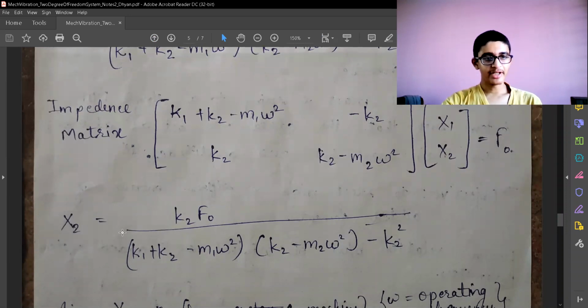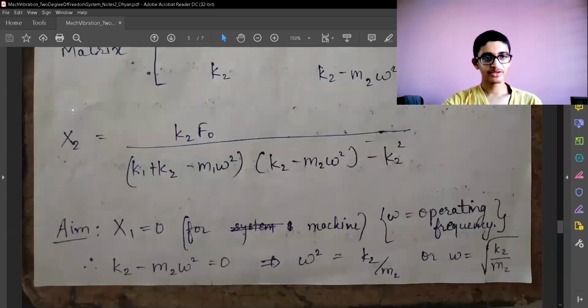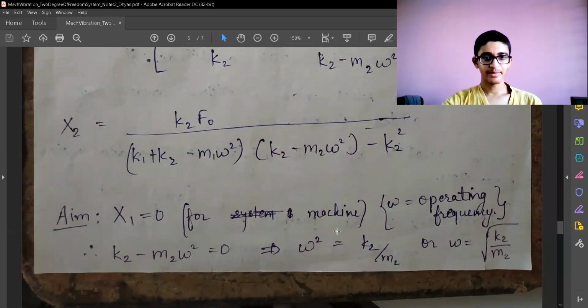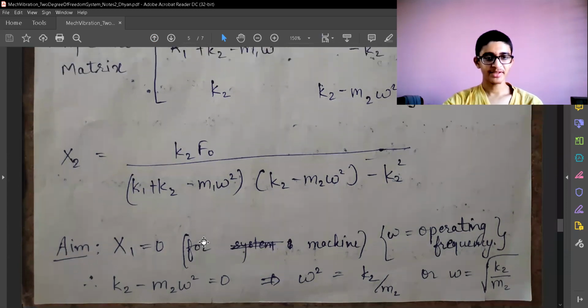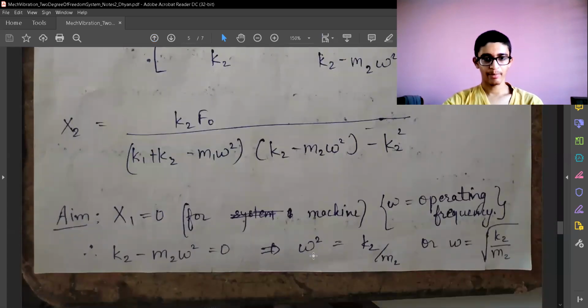You must remember that in the denominator we'll always have the determinant of this coefficient matrix, which is not going to be zero right now. In both, the denominator has the determinant values. So I've got the values of x1 and x2. Now my aim is that the machine should not vibrate when we are operating at omega, the operating frequency, which is the natural frequency of the first machine or the main mass. So I want x1 equal to 0. That means the numerator is going to be 0. So my operating frequency is equal to square root of k2 by m2.